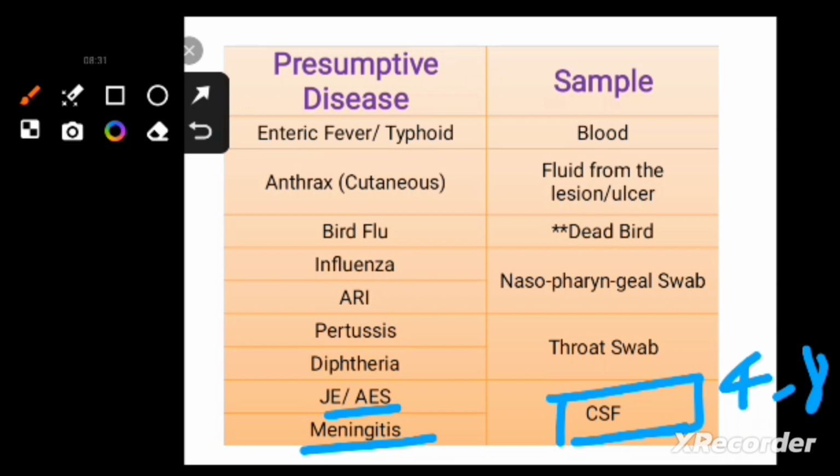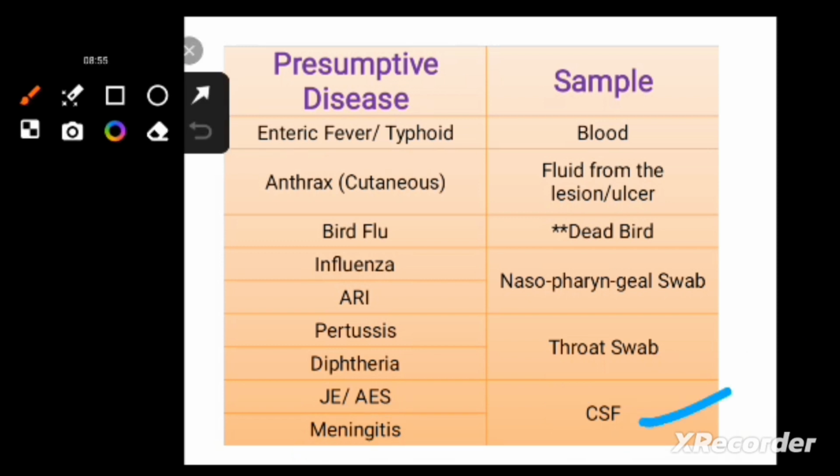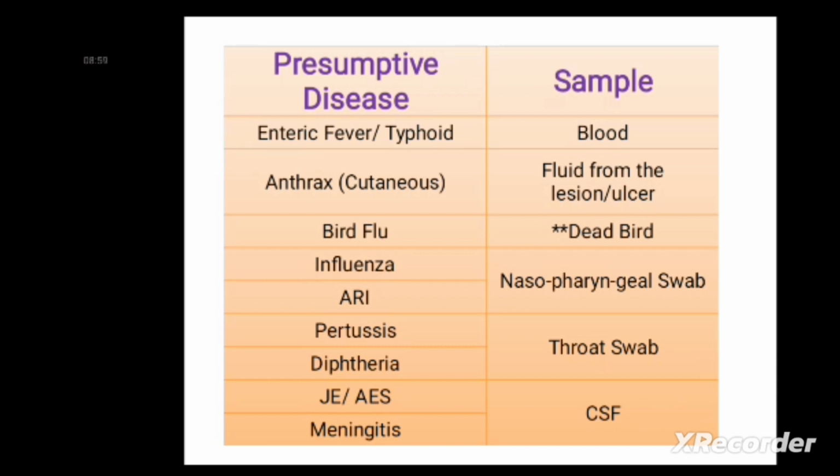So, for diagnosing AES or JE, you can collect either CSF or serum sample. But testing of CSF sample, that is cerebrospinal fluid sample, is preferred to reduce the false positivity rates from previous infection or vaccination. So, it is preferred over serum sample. All these samples should be collected aseptically.